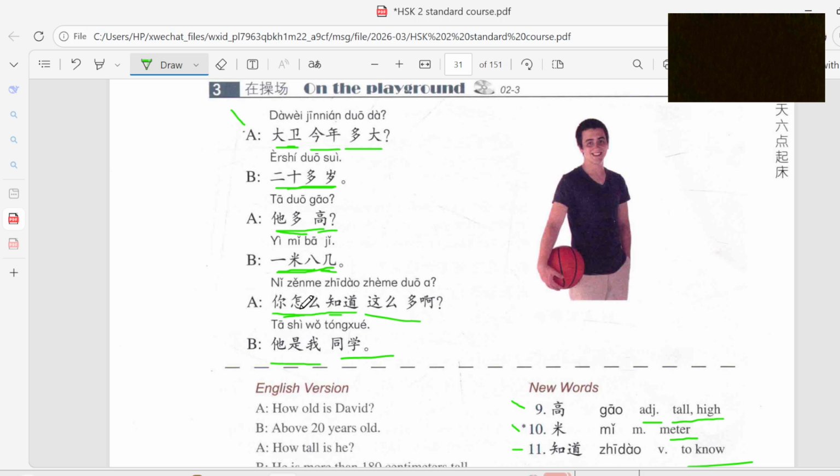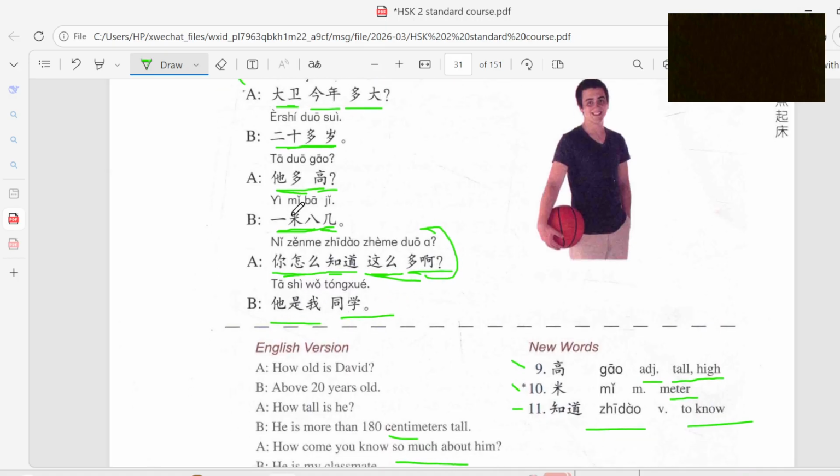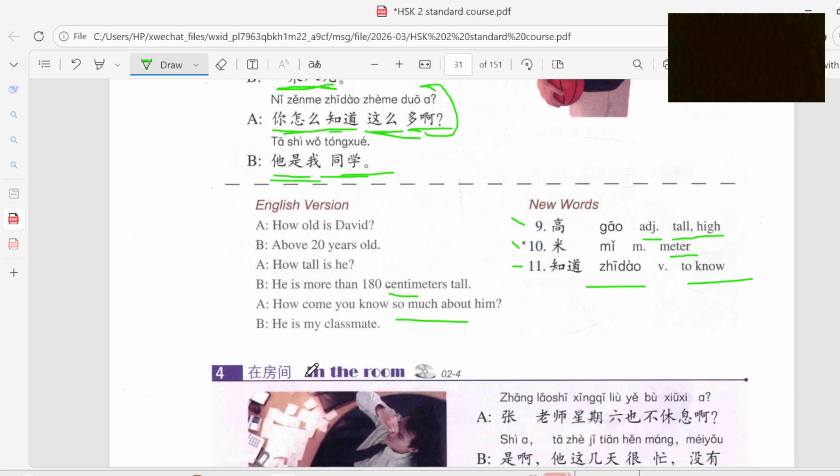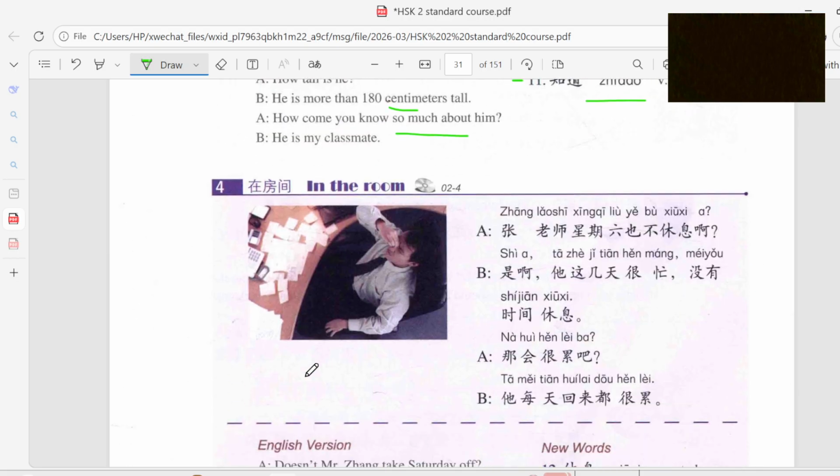你怎么知道？How do you know? This is 怎么, how. 你怎么知道？How do you know? 这么, this. 这么多呀, this is surprise in this case. 哎呀，这么多呀。How do you know this much about him? The person knows his age and his height. It says 他是我同学, he is my classmate. That's why I know more about him.